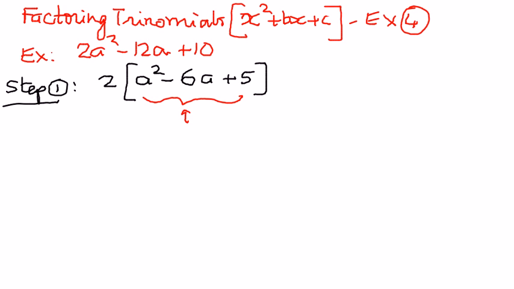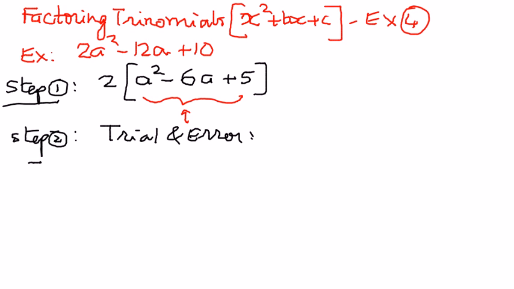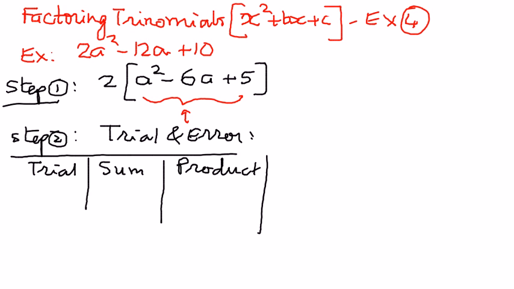As step number 2, we want to follow the trial and error process. We want to select two numbers, the sum of which will equal the middle term negative 6, and the product of the same two numbers should equal positive 5. So we want to look for numbers which satisfy that condition.